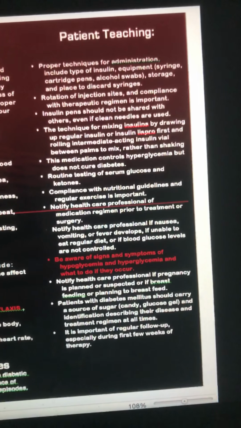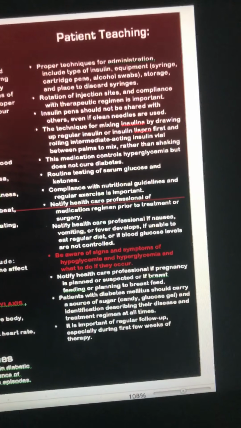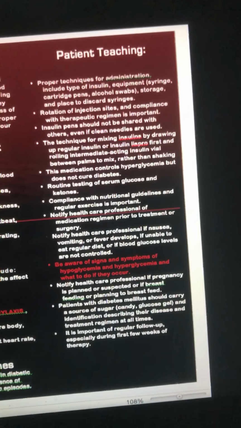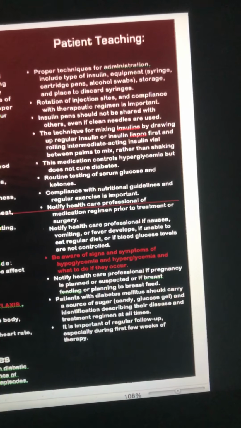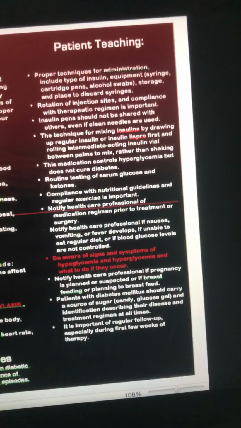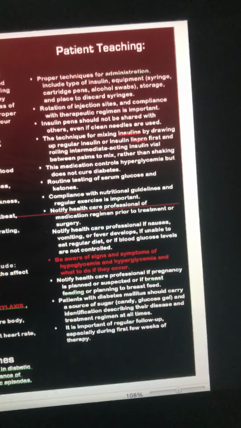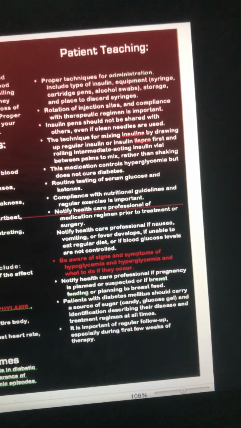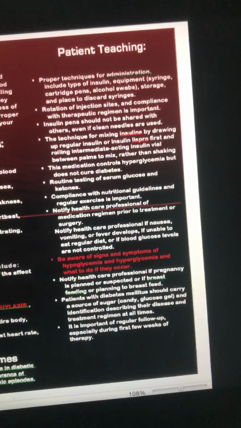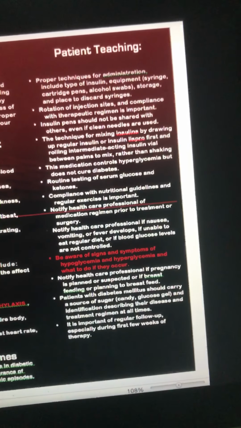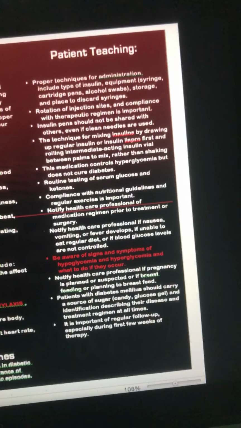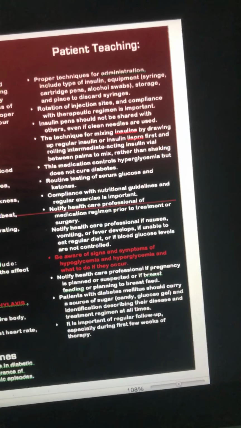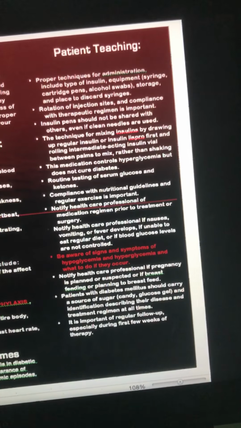Compliance with nutritional guidelines and regular exercise is also important. You would want to notify your healthcare professional of medication regimen prior to treatment or surgery. Notify healthcare professionals if nausea, vomiting, or fever develops, if unable to eat regular diet, or if blood glucose levels are not controlled. You want to be aware of the signs and symptoms of hypo and hyperglycemic crises and what to do if they occur. You want to notify your healthcare professional if pregnancy is planned or suspected or breastfeeding is planned. Patients with diabetes mellitus should carry a source of sugar such as candy.